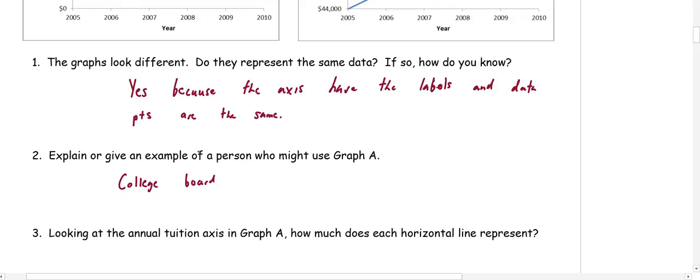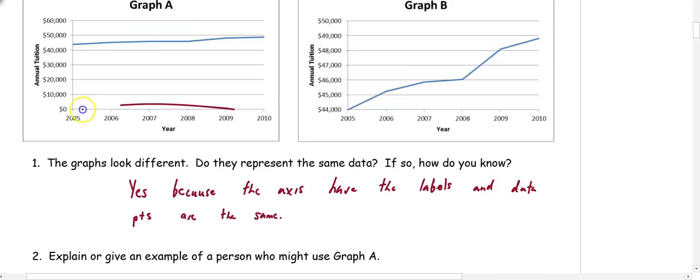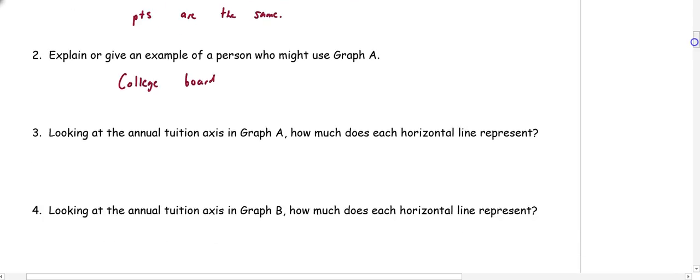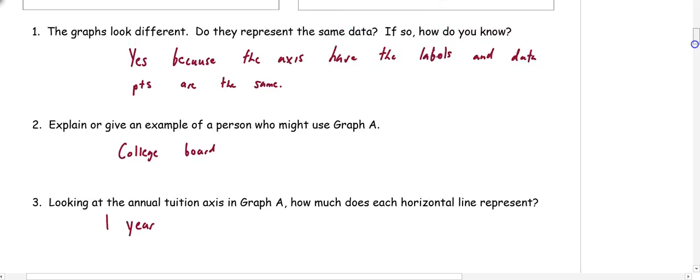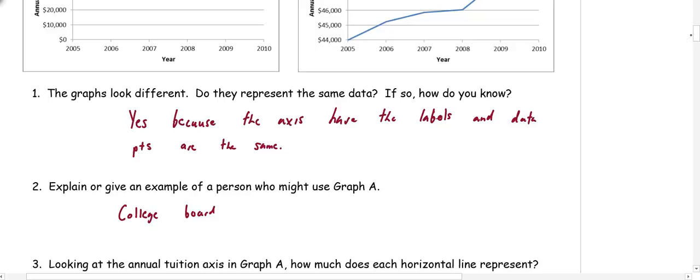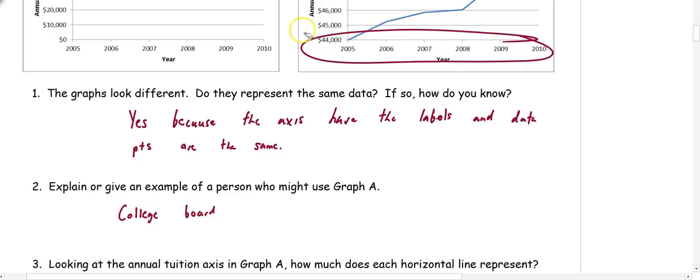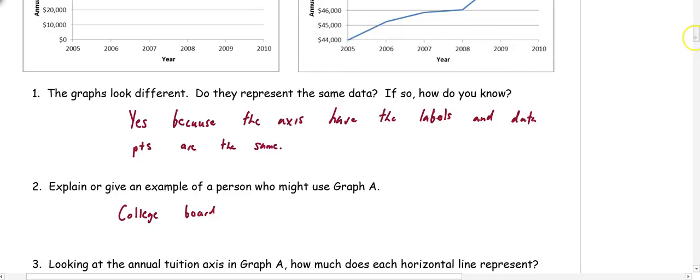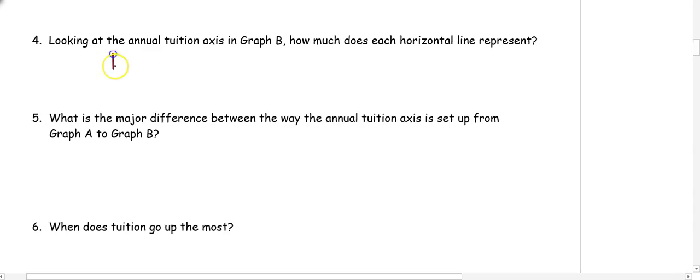If we look at the horizontal axis, how much does each line represent? So the horizontal axis in graph A is over here. And notice that we're going up by 1 year each time. So each line represents 1 year. If we look at the horizontal axis on graph B, the same thing's happening. The horizontal axis is still representing 1 year.